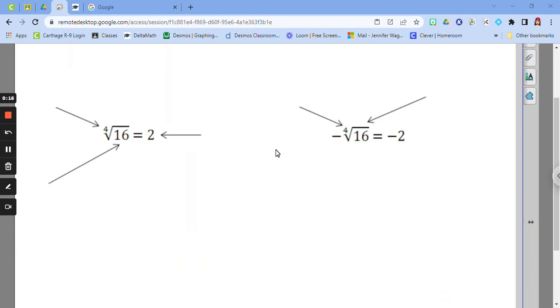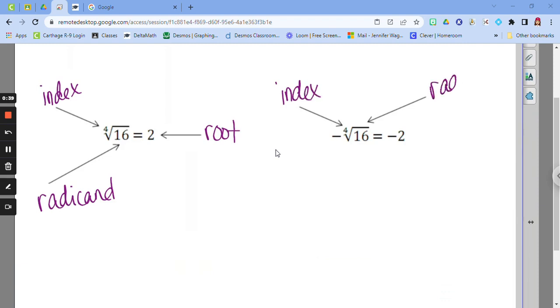A couple things on the vocabulary. We have the index. We have the radicand. Yep. We have the root. And we have the radical sign.